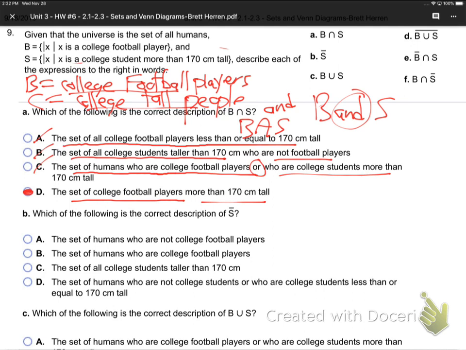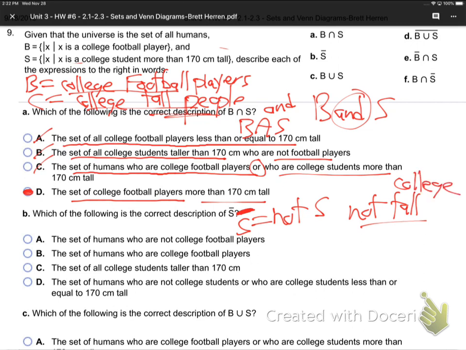Let's try question B. Which of the following is the correct description of S bar? What does the bar mean? Opposite, not. So S bar means not S, the opposite of S. What is S again? S is tall people, so basically not tall. Not college tall people. We have to be a little careful because it's college tall. So we're saying they're not in circle S. They're not college tall people.